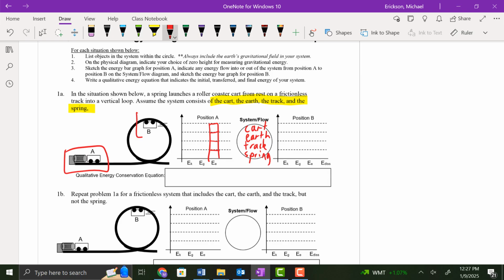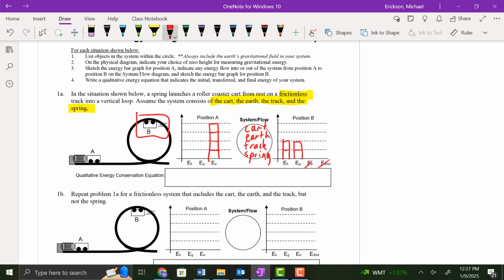Now let's go to position B. The spring has been unwound, so the cart has left the spring. So there should be no elastic energy left. We're frictionless, so that means we have no E dis. So it looks like we have some combination of EK and EG. I'll just put 2 EK and 2 EG.